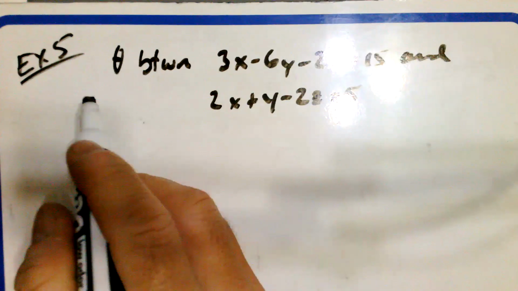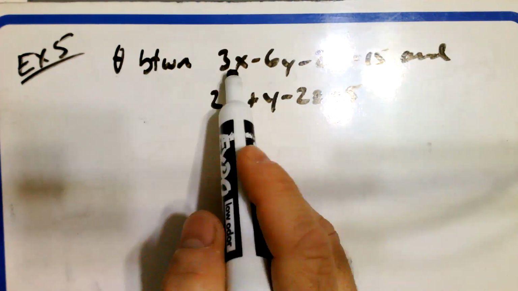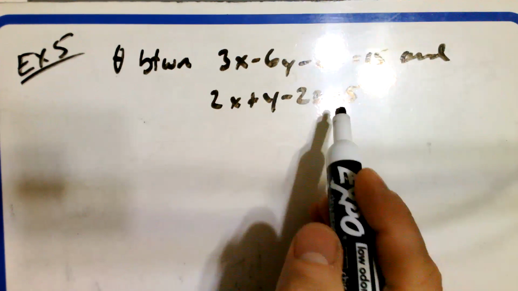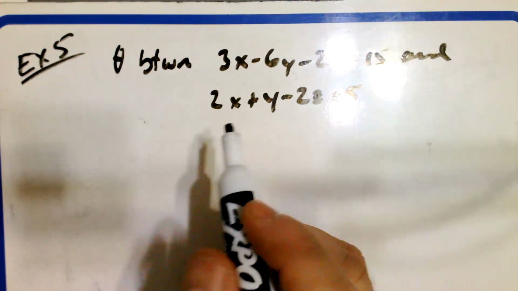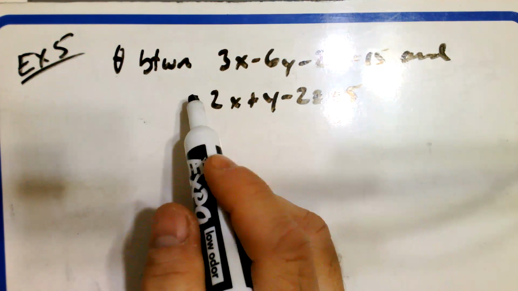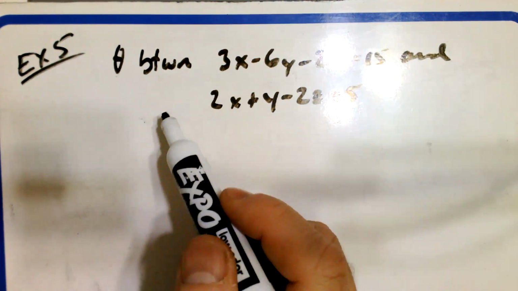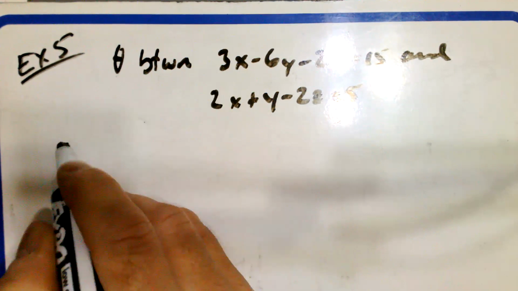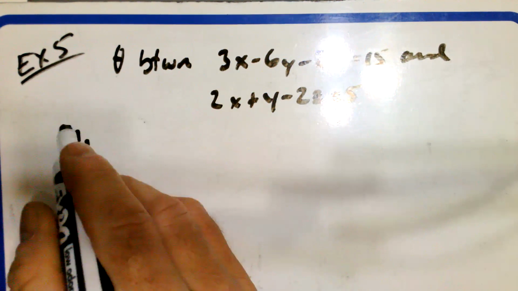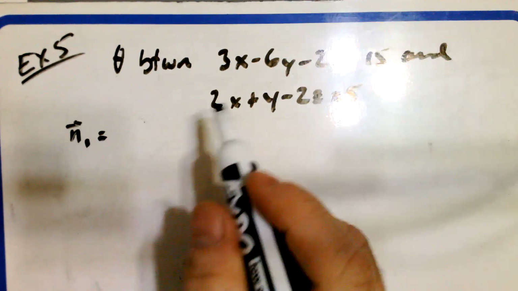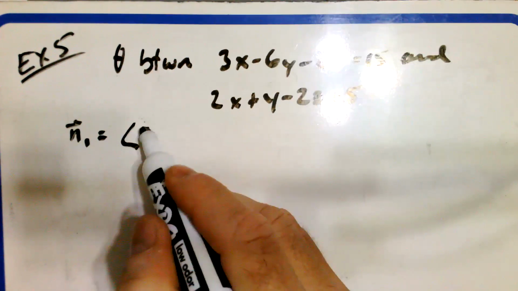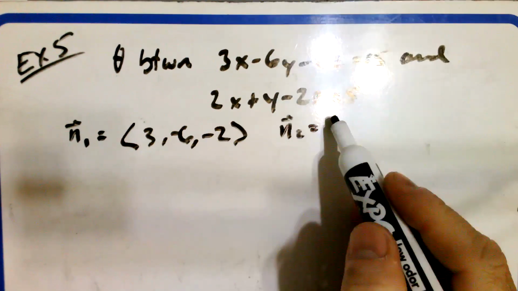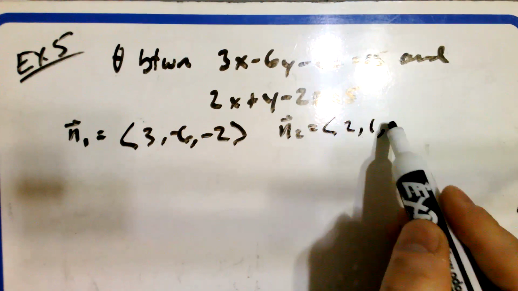All right, in example 5 here, we want to find the angle between the two planes 3x minus 6y minus 2z equals 15 and 2x plus y minus 2z equals 5. As the hint indicates, the angle between the two planes is found using the dot product of their normals and solving for the missing angle theta. So let's find the normal N1 corresponding to the first plane: it is 3, negative 6, negative 2. The second normal, for this plane here, is 2, 1, and negative 2.